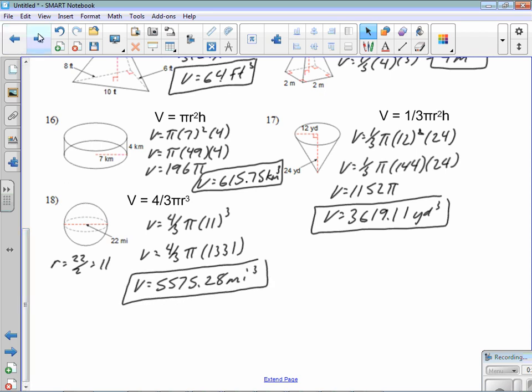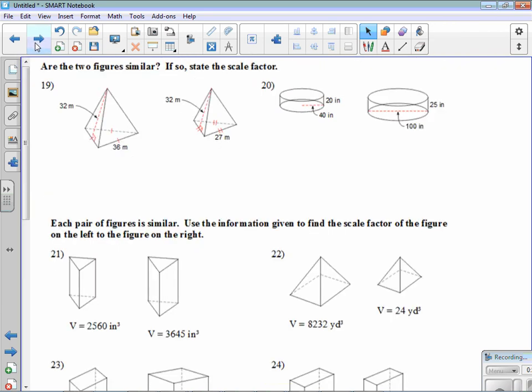All right, so now on to the next section, determining if the two figures are similar. So we're going to compare the corresponding parts as ratios. If the ratios are the same, then they're similar. If the ratios are not the same, they're not similar.